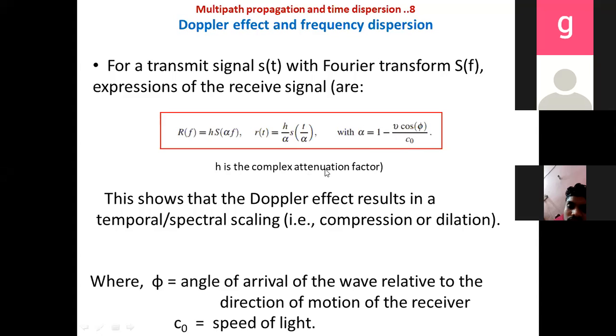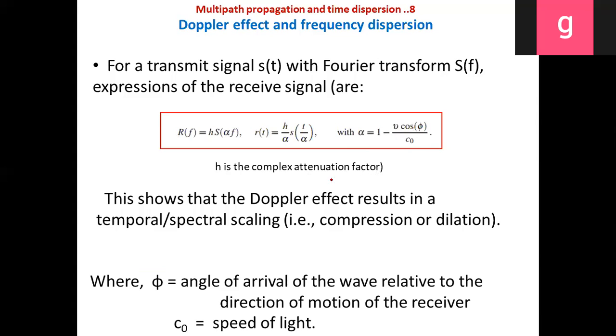Okay, so H is the complex attenuation factor, which includes the phase as well as the amplitude terms. Sorry, amplitude and phase terms, complex. Okay, so complex means e power minus j phi term, amplitude phase term. Okay, so this is the frequency domain version of the received signal. Frequency domain, time domain, this is frequency domain.